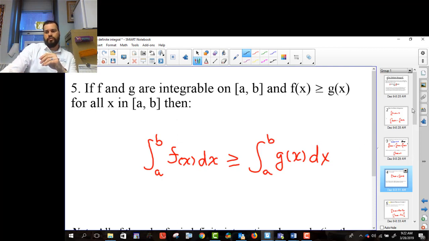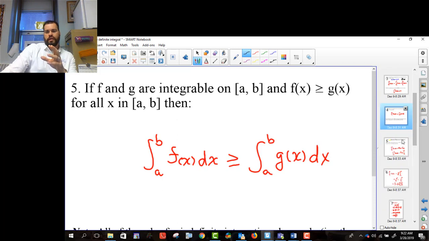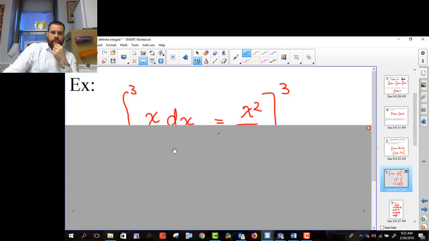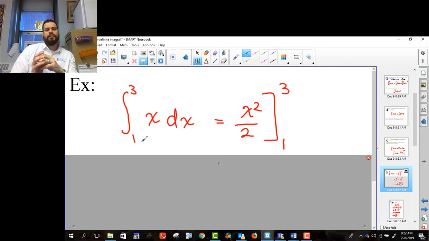So we're going to just do a few examples of how to use this now that we kind of have an idea of the rules. So here's an example of a definite integral. First off, we integrate. We integrate x, we get x squared over 2. Now generally what we've been doing is putting a plus c, but here we don't. We just put x squared over 2, and then we go from 1 to 3.